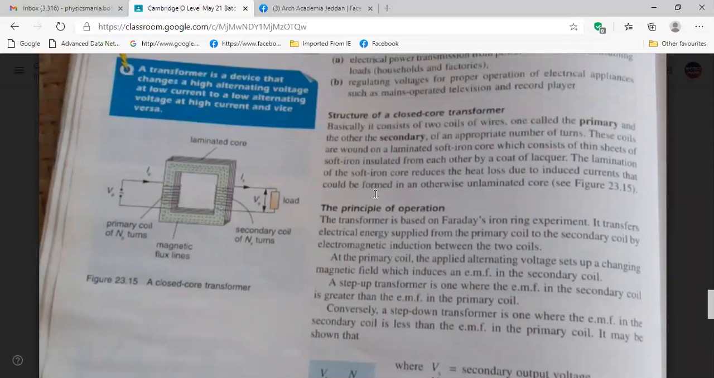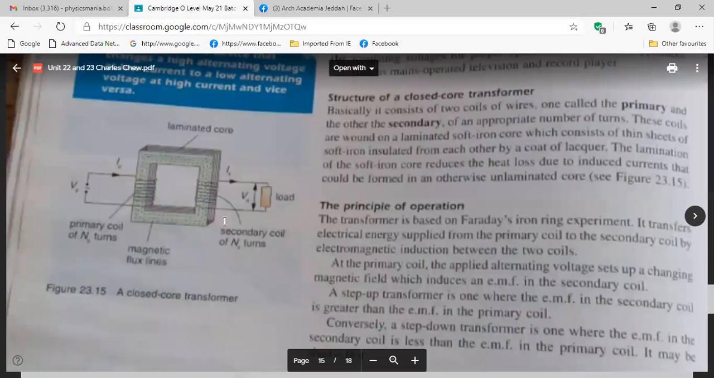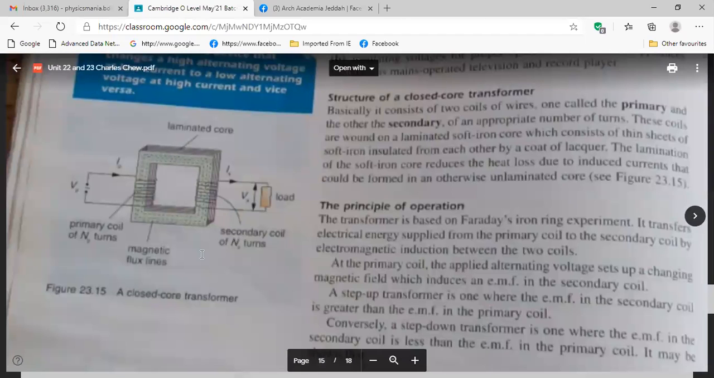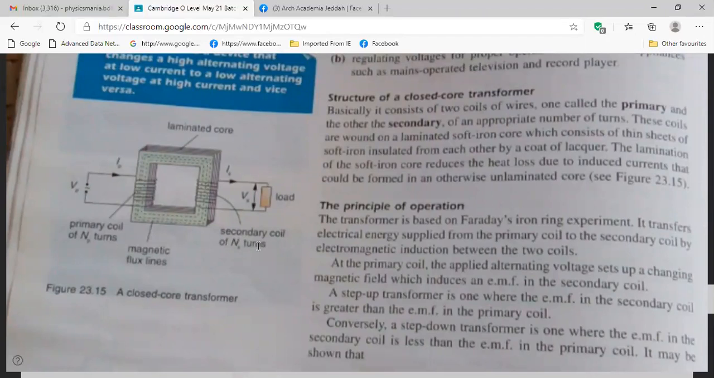Now you wrote the heading, right? After your heading is done, then you write this. You draw this diagram first, and label everything. Here Vp, Vs, Ip, Is, then Np, Ns. These are the most important things here. Then you write here laminated iron core. They wrote only core. You write laminated iron core.